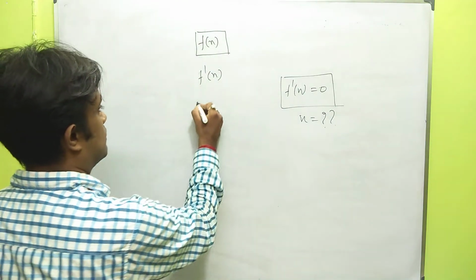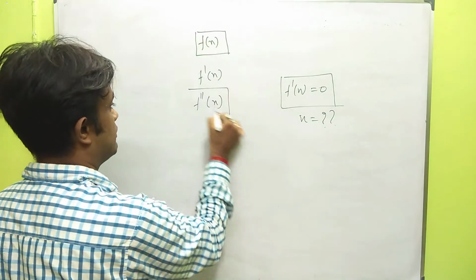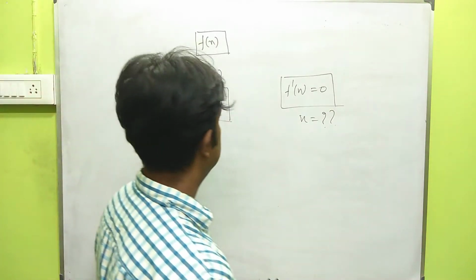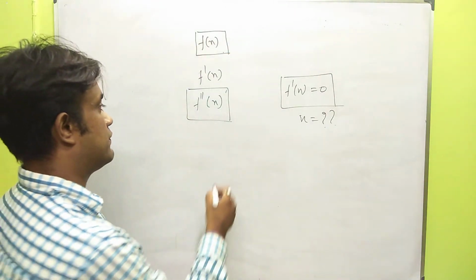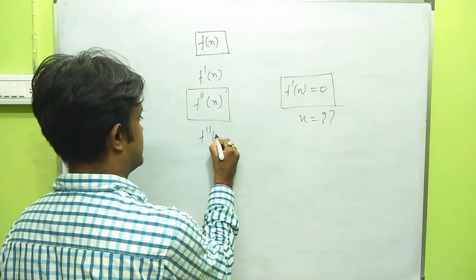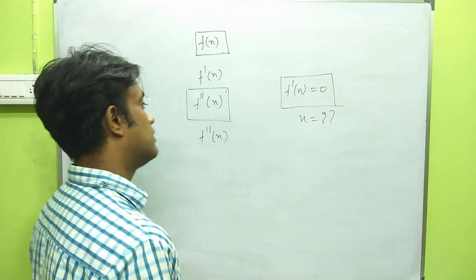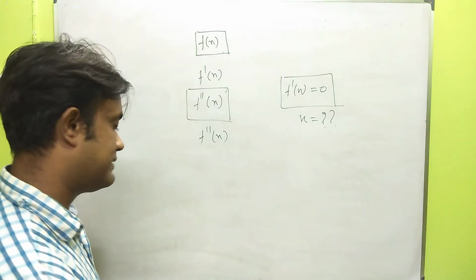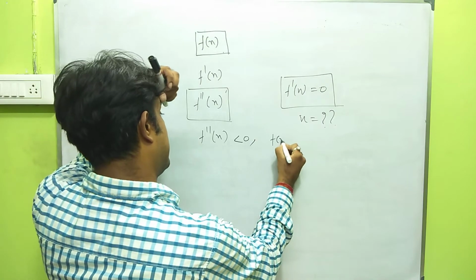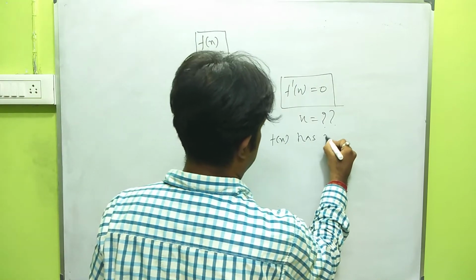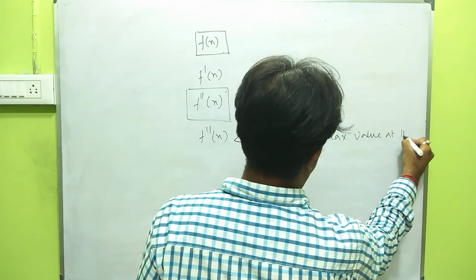Then we find f double dash x, that is the second order derivative of f(x). Please note in your copy, if f double dash x is less than 0, then f(x) has max value at that point.